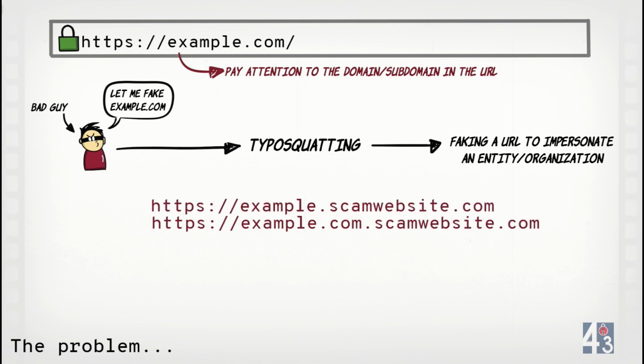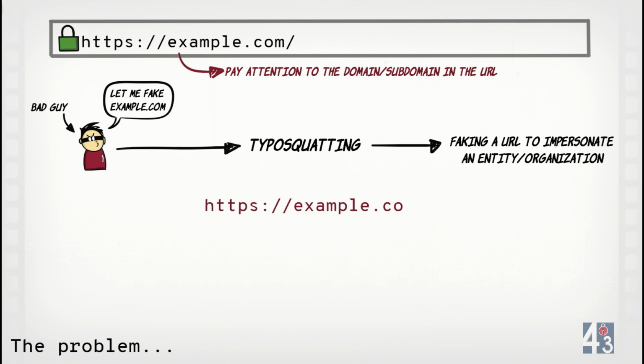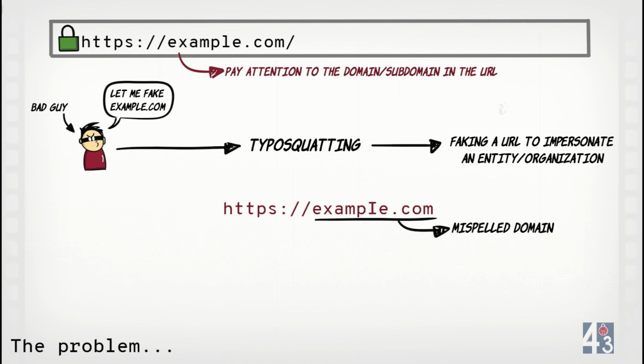Now take these two examples. Here, scam website is the name of the main website, and example as well as example.com are subdomains of scam website. https://example.co has a wrong top-level domain extension. Now this example is a domain with a misspelling. Note that the l in the domain name has been replaced with a capital I.